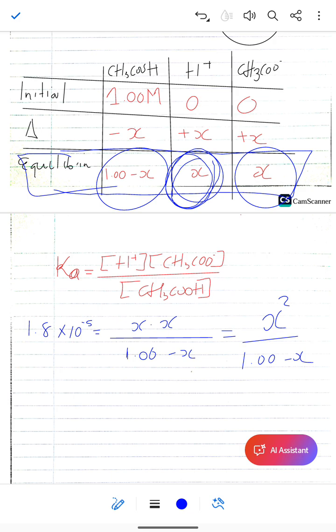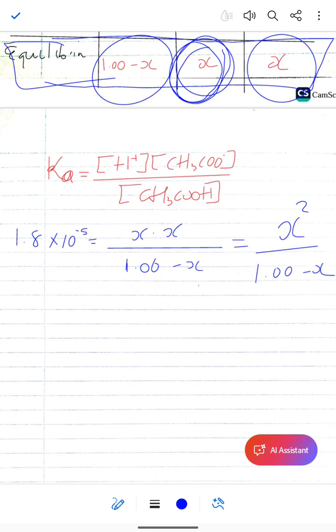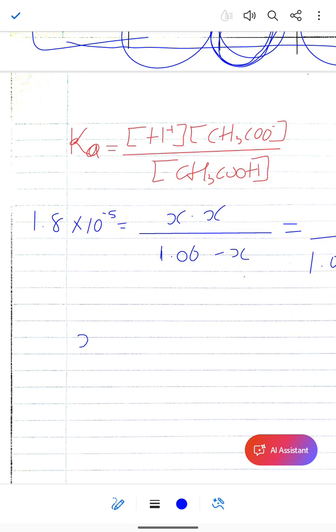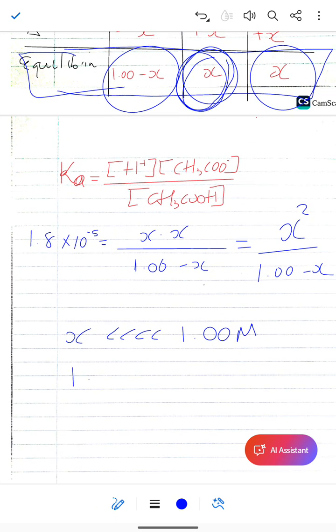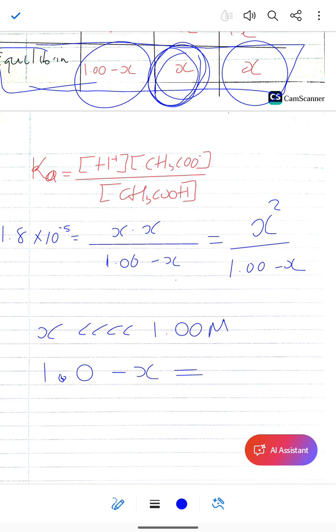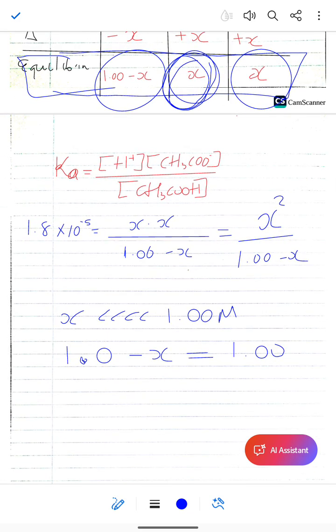So from here, we will take our assumption as usual. We will assume that x is very, very small, to a point that 1.00 minus x is simply 1.00. So this is our assumption. This is how to approach this question.